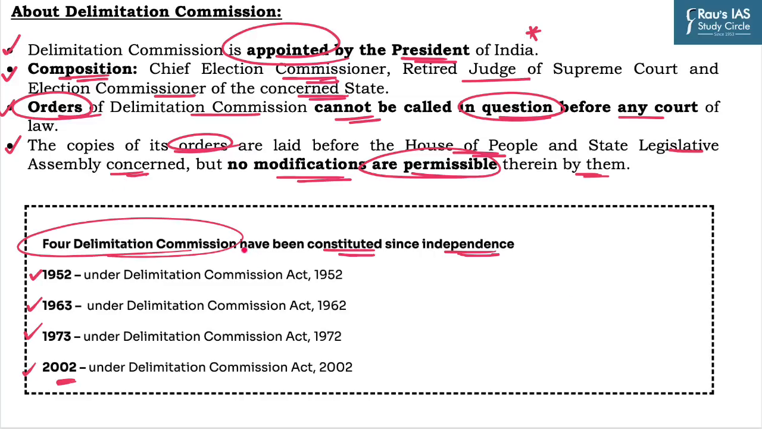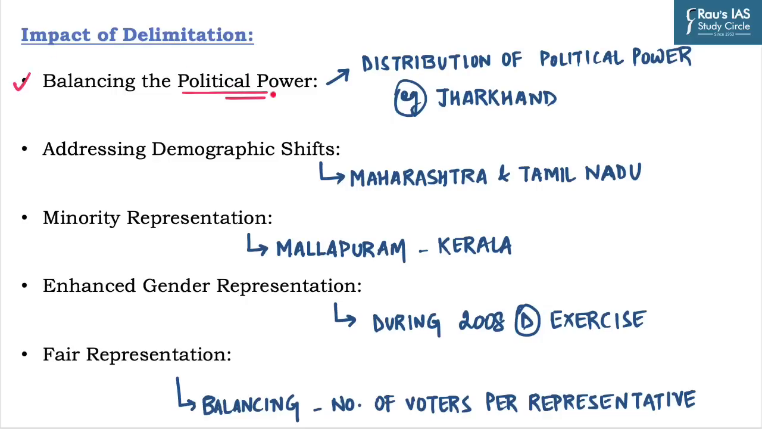Now we will shift our focus to the impact of this delimitation exercise. The first one is balancing the political power. Delimitation exercise can alter the distribution of political power among different regions and communities, and the redrawal of constituencies can impact the electoral prospects of political parties and candidates. For example, during the 2008 delimitation exercise, Jharkhand witnessed a significant realignment of political power when the boundaries of constituencies were redrawn.